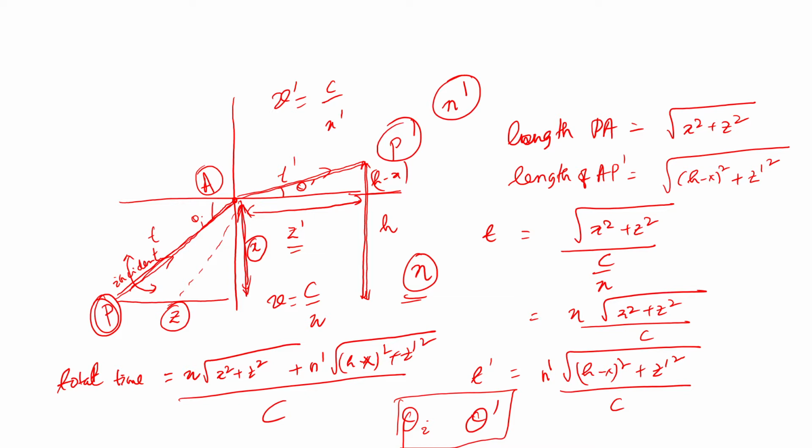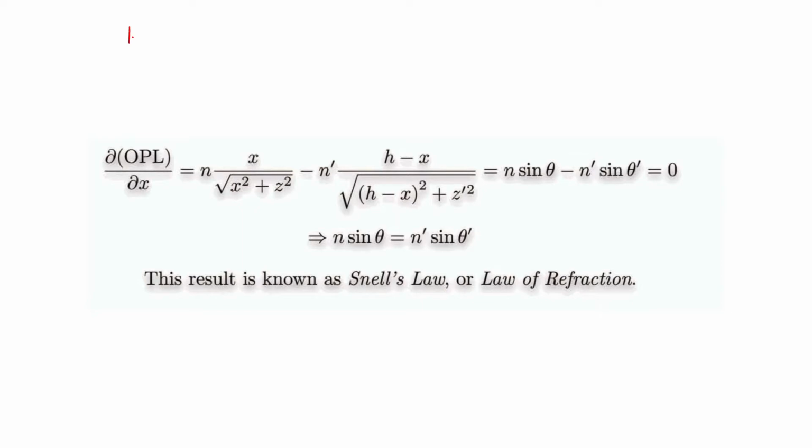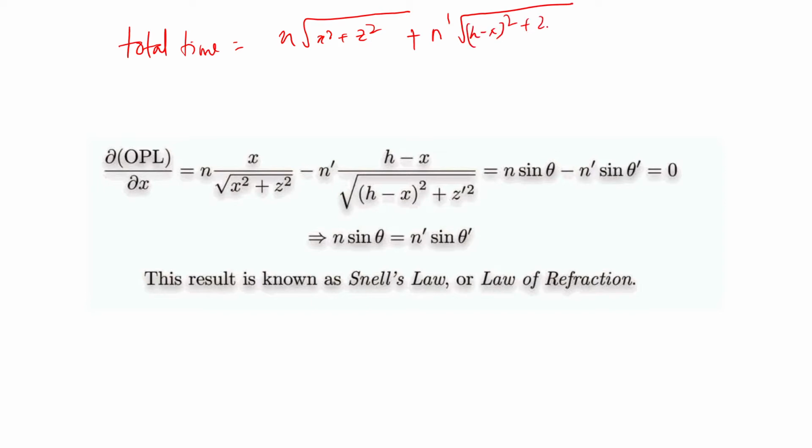Now we have the total time for refraction, right? So the total time we saw as n times square root of x squared plus z squared, plus n prime times square root of (h minus x) squared plus z prime squared, divided by c. And this c you can ignore because it's just a constant, right? The variable that we have is x. So we differentiate this total time with x, take the partial derivative and set it to 0.